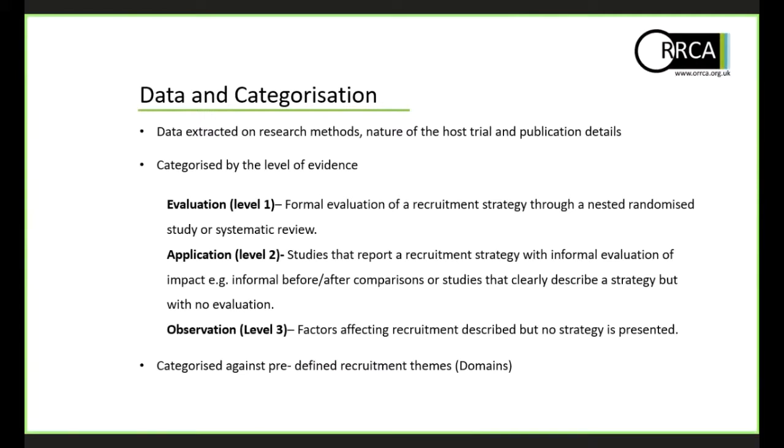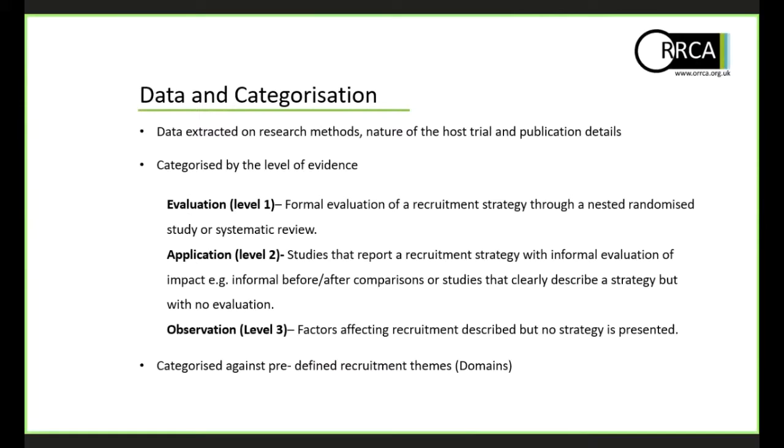So articles were categorized to one of 3 levels. Level 1 was evaluation, the formal evaluation of a recruitment strategy, particularly through a nested randomized control trial, but that also included systematic reviews of those nested randomized control trials. Level 2 included studies that reported recruitment strategies, but there may have been an informal evaluation, such as a pre-test or post-test comparison, or there may have been no evaluation, but there were sufficient descriptions of methods involved in that article. Finally, articles were categorized as level 3 if they looked at factors affecting recruitment but didn't really describe a particular strategy. So this would include some articles and trial reports that described recruitment successes or failures but didn't focus on a specific strategy. It also included articles talking about reasons for participation or refusing participation.